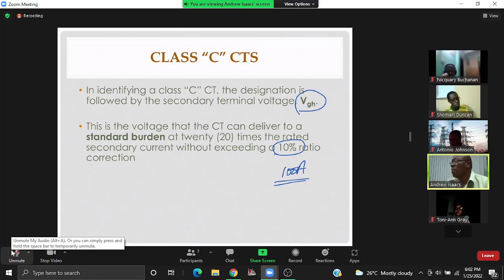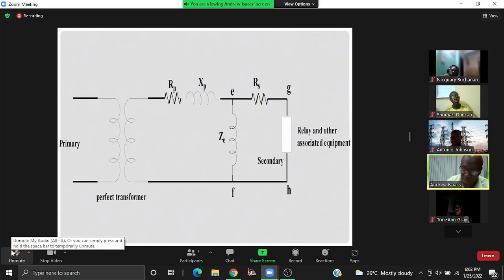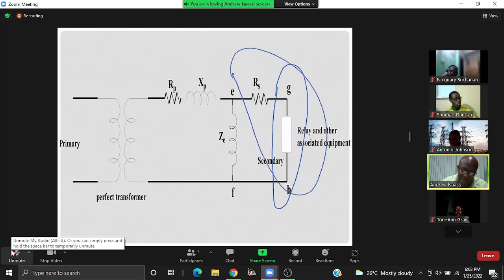All right? Now, that simplifies everything about the CT, unlike all that we went through with the British standard, because there are just a few standard burden values that we have in terms of impedance. All right? So, before I get to the second point, let me just highlight the issue with VGH. So, VGH, note, is this value. The voltage at that point. You remember earlier when we were looking at ES, the secondary voltage, we were looking at the voltage across RS and the relay.